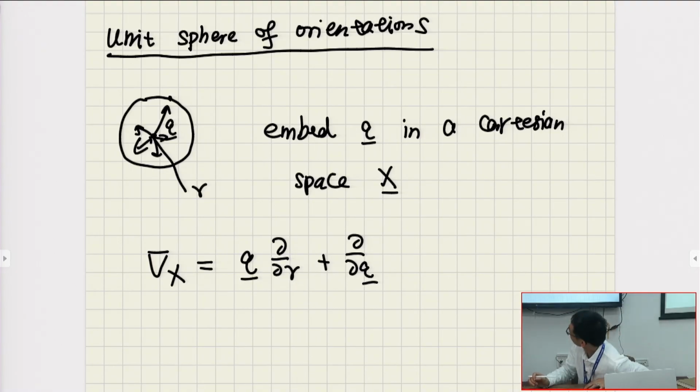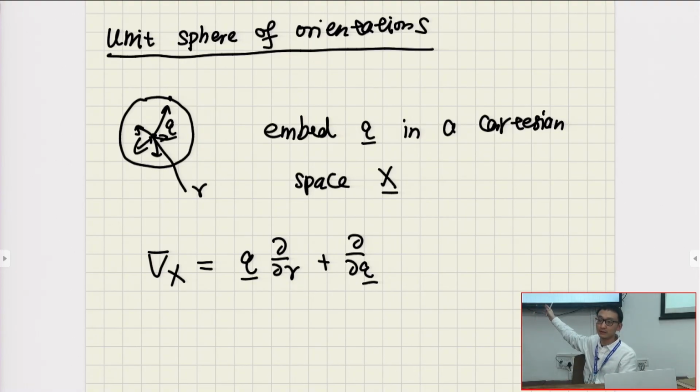Now what he has done actually is write down an expression for the 3-dimensional gradient, and then have an angular part on the unit sphere. It turns out that if I take a normal Cartesian gradient, the angular gradient is non-trivial, having a spherical polar form, which is Q cross del by del Q, and the radial coordinate R.